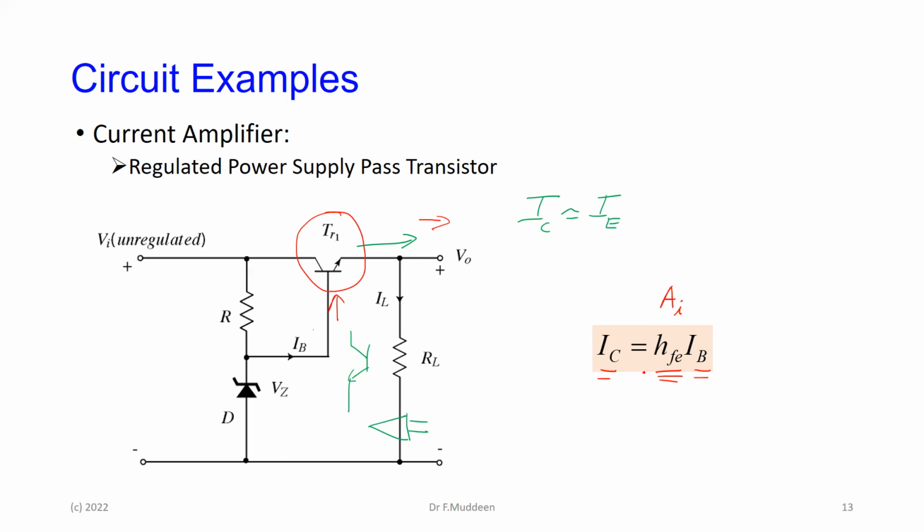Sometimes we can't provide enough current gain with one transistor, so that's when we hook up another transistor to it, and that's when we came up with the Darlington pair, right? So the output stage of the regulated power supply is in fact a current amplifier, right? So you met that already.